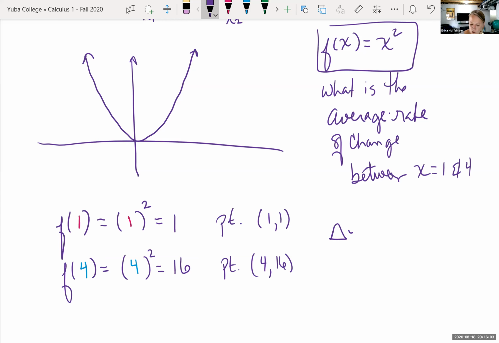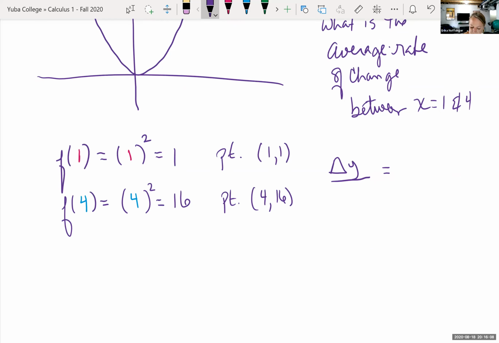So the change in our y value, this would equal, I'm going to start with this point, 16 minus the y value over here, which is 1, all over, if you start with this point for your y value, you have to start with this value for your x in the bottom. So 4 has to start in the bottom, minus 1. This is our change of x. So 16 minus 1 is 15, all divided by 4 minus 1, which is 3.